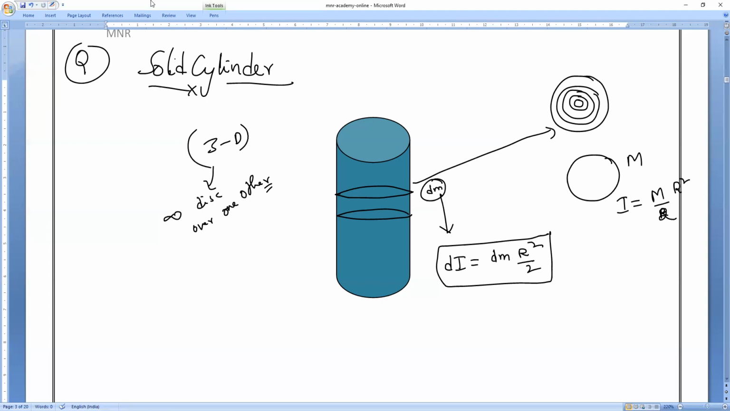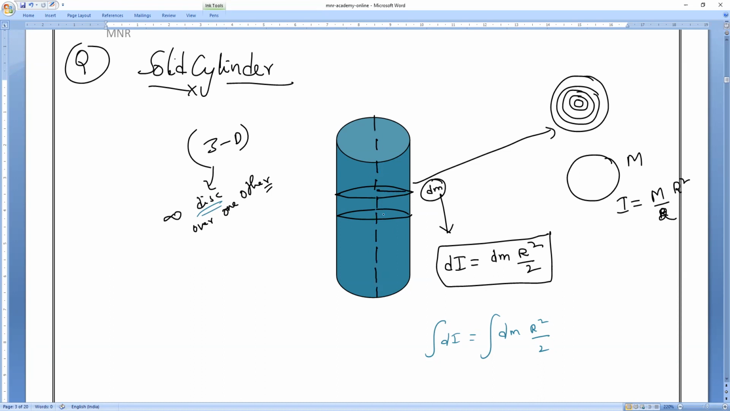So now what else is there? Many rings, many hollow, not solid discs, are there. So one disc is this one, small one is dm r square by 2. Now we want to find for many, so integration. Integration of dI is equal to integration of dm r square divided by 2. Now if you notice, again from the axis of rotation, r value remains what? Radius, constant. Understanding? So from the axis of rotation, r value remains constant.